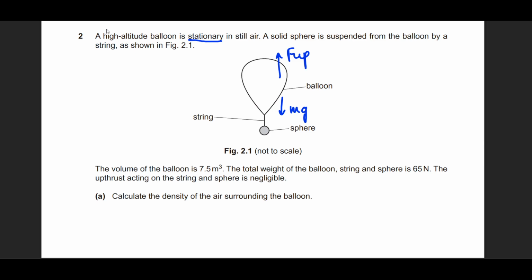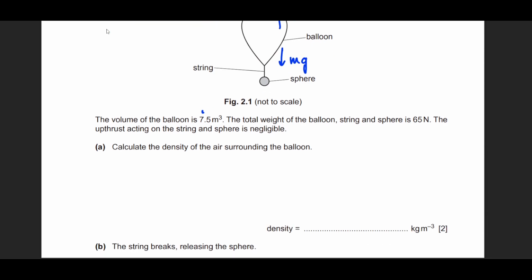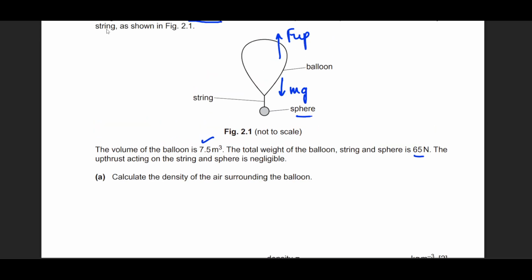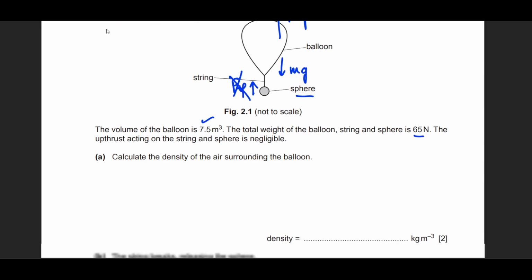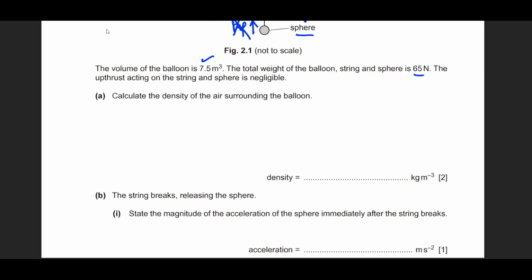and suspended by a balloon. Okay, fine. So the volume of the balloon is this much. The total weight of the balloon, string, and the sphere is 65 newtons. The upthrust acting on the sphere is negligible. So he says that the sphere's upthrust is non-existent. The only upthrust is coming from the balloon. Calculate the density of the surrounding air.